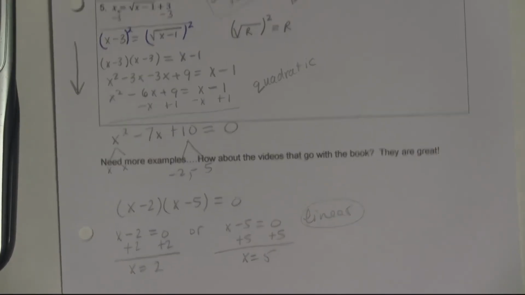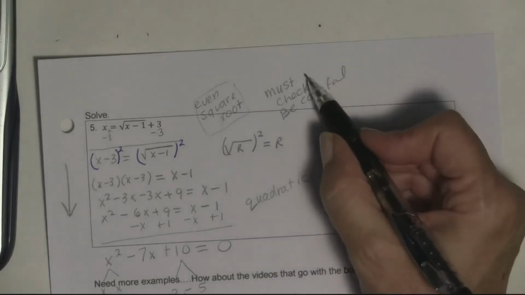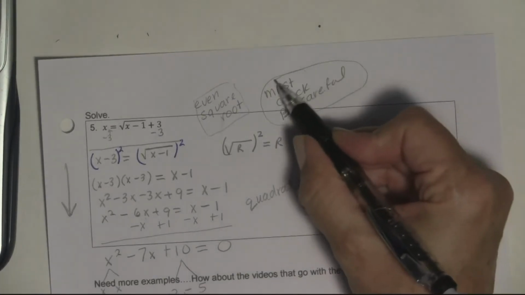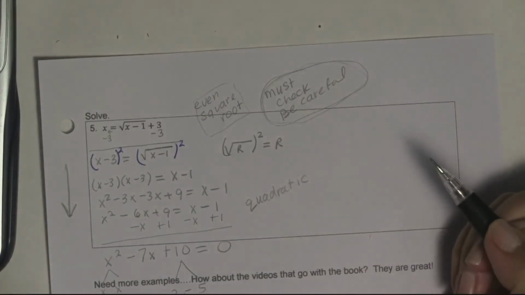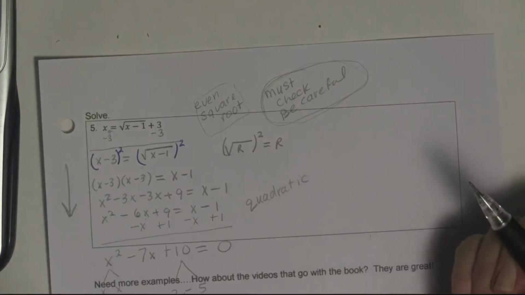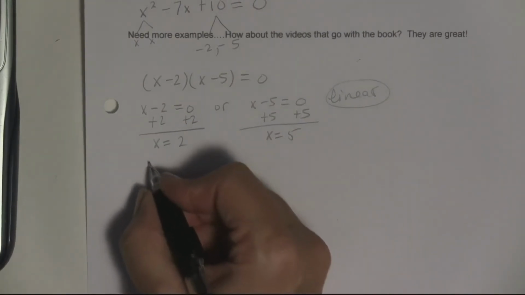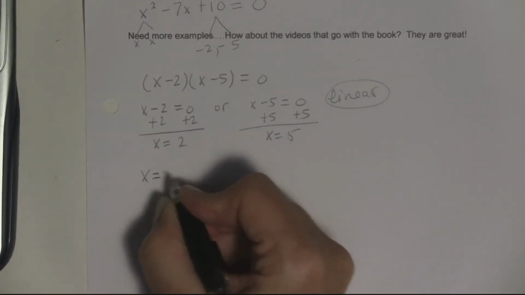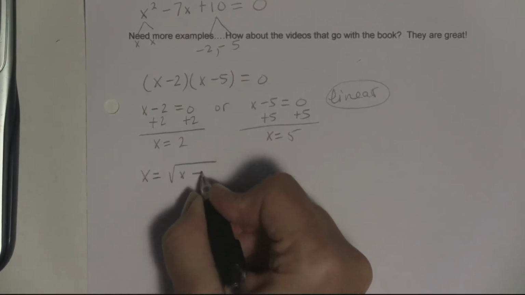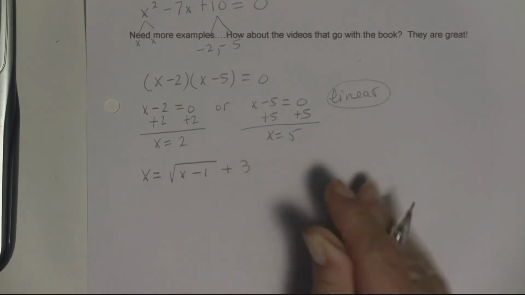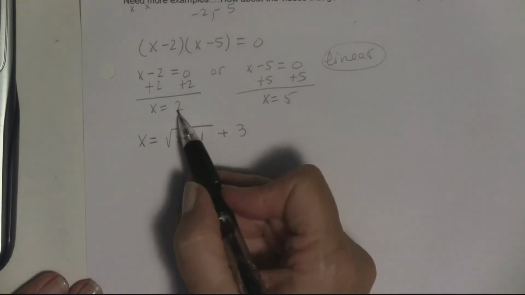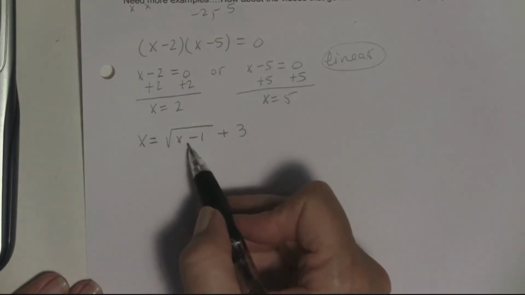But then I remember that I had written this note to myself, must check. Be careful on this. That means I have to check in the original, and I have to check both solutions. So I'm going to write the original down here because I've gone off the screen. And I'm going to replace x with 2, both here.